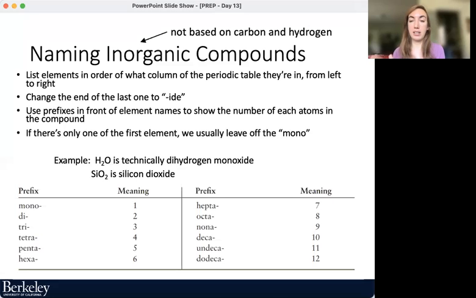SiO2 is silicon dioxide. I left off the mono on that first one, but I could have said monosilicon dioxide and it would be the same thing.